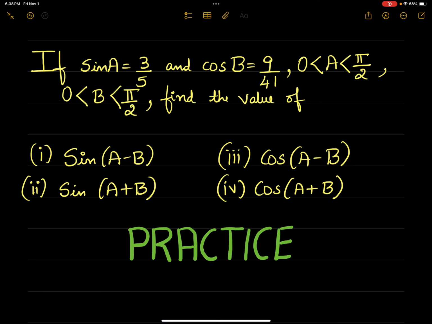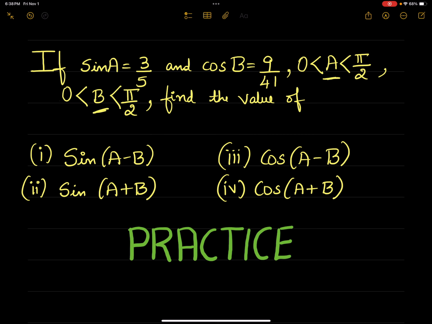In this video, we are going to try to apply the sum and difference formula of sine and cosine for the given values of sin A and cos B. So there are a couple of things we have to understand before we start solving this. We have to understand in which quadrant the angles A and B are in.